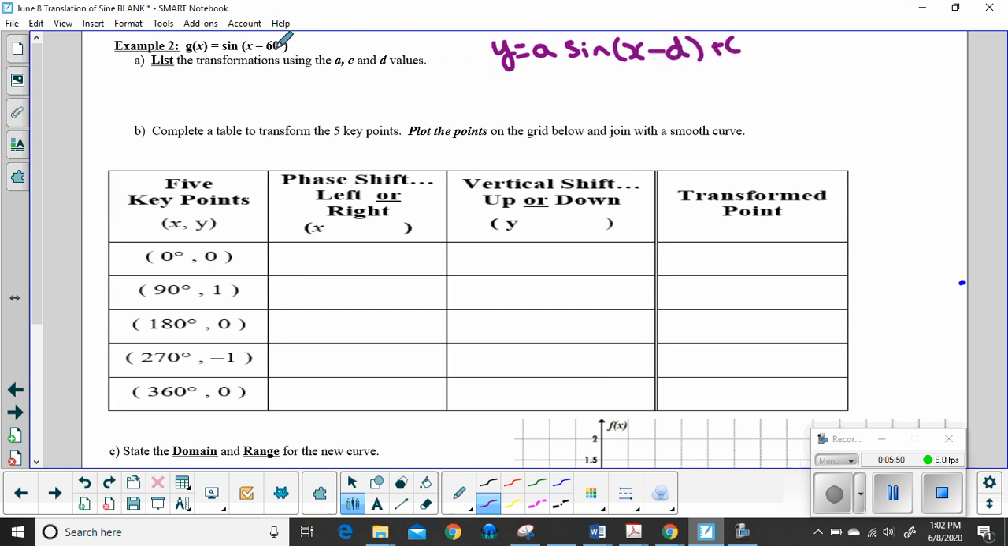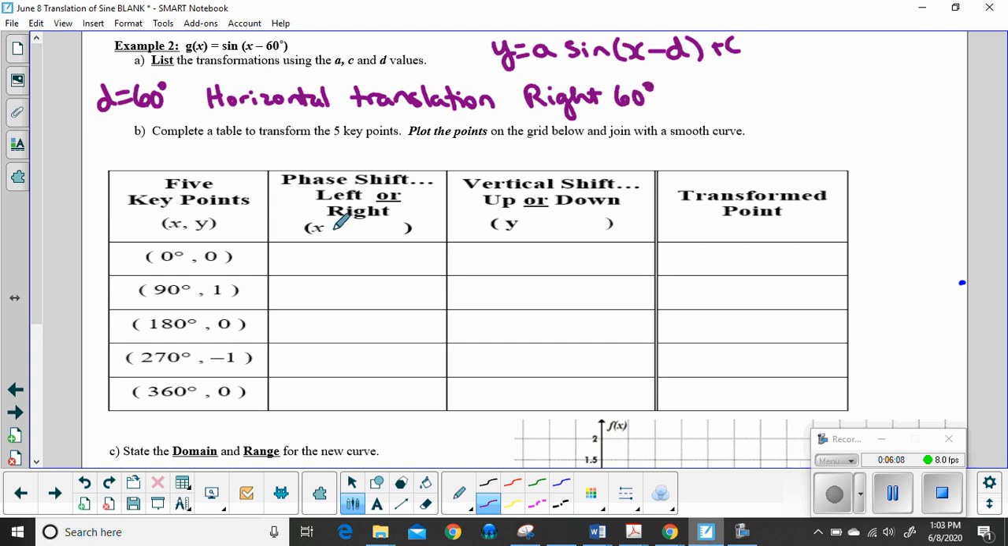So inside the brackets, well, that's what I've got. So that means I have a d equals 60 degrees. And that means it's now a horizontal translation. And minus means I'm going to the right 60 degrees. So that means my x values, I'm going to be plussing 60 degrees.